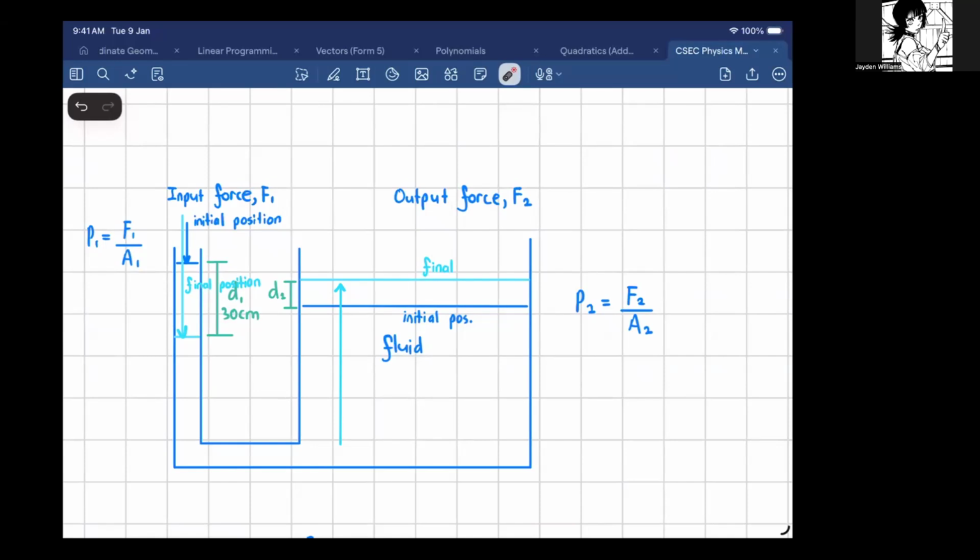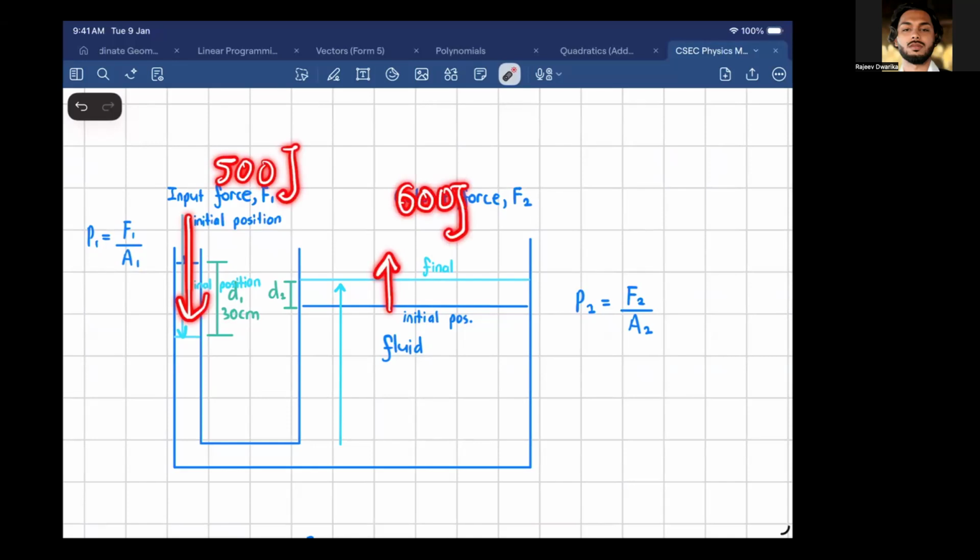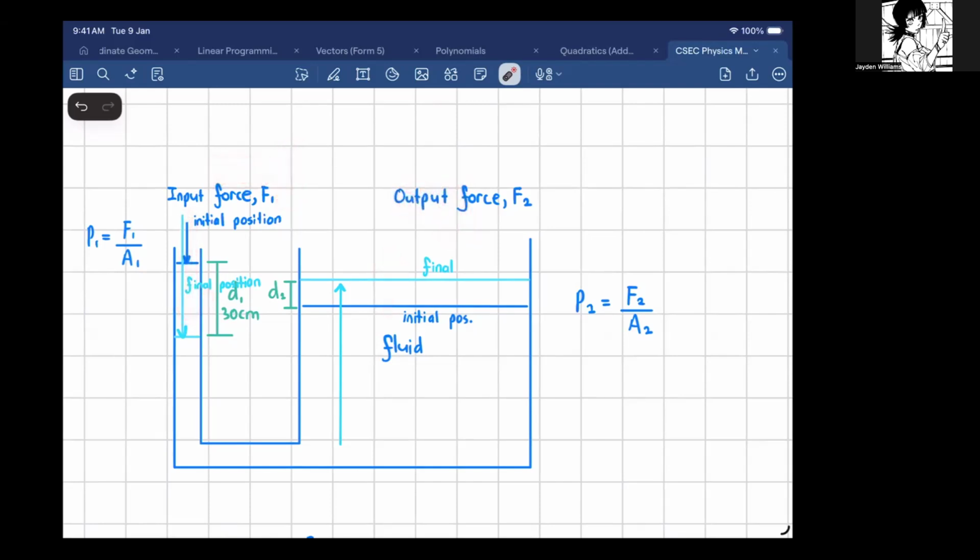So question: if I put in 500 joules of energy into this, can I expect 600 joules at the output? No, I can't. And this is the whole point of putting in less energy, you're going to get more... It's not energy, it's force. I will show you something. Energy and force are not the same.